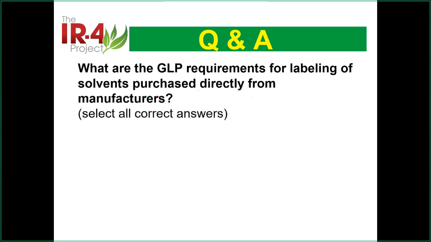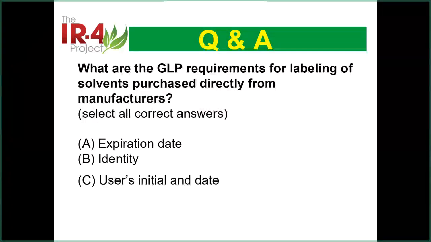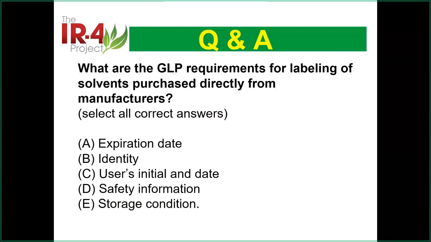Okay. The next question: what's the GLP requirement in terms of labeling? Well, we learned that yesterday, right? We talked about it multiple times. The expiration date must be on there. Is that right or wrong? Identity, what else is there? The user initial, date, the safety information, the storage condition. So select all correct answers. That means more than one is correct.